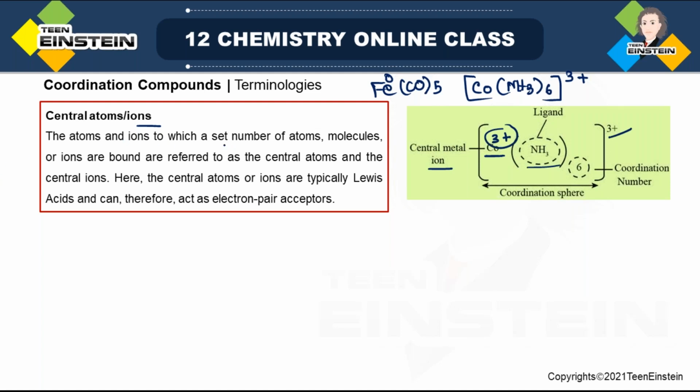The atoms and ions to which a set of atoms, molecules, or ions are bound are referred to as the central atoms or central ions. So sometimes a set of atoms may be attached, sometimes molecules may be attached, suppose ammonia, water, or carbon monoxide. Sometimes ions may be attached, for example Br minus, Cl minus, like this. Here the central atom or ions typically act as Lewis acid. Why? Because they accept electron pairs from ligands. So you can call them electron pair acceptors. Okay.